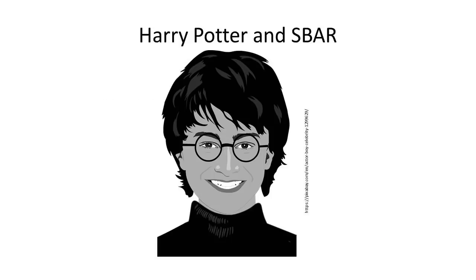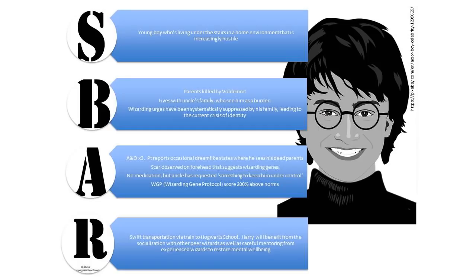Now let's take a look at an SBAR for someone that we all might be familiar with, Harry Potter. Here's an SBAR for Harry that might have been provided by a social worker. The situation is that Harry is a young boy and he's living under the stairs. His family life has become increasingly hostile. The background is that his parents have been killed by Voldemort. He lives with his uncle and his uncle's family, and they see him as a burden. Wizarding urges have been systematically suppressed by his family, leading to Harry's current crisis of identity.